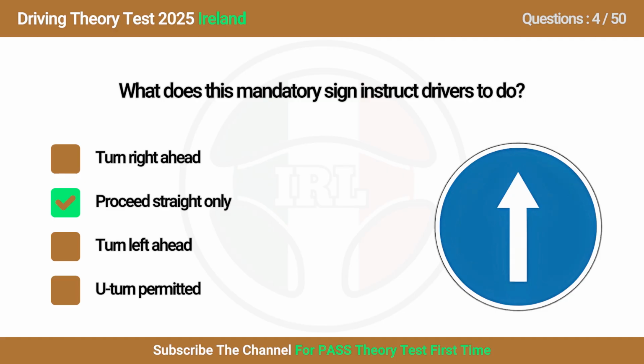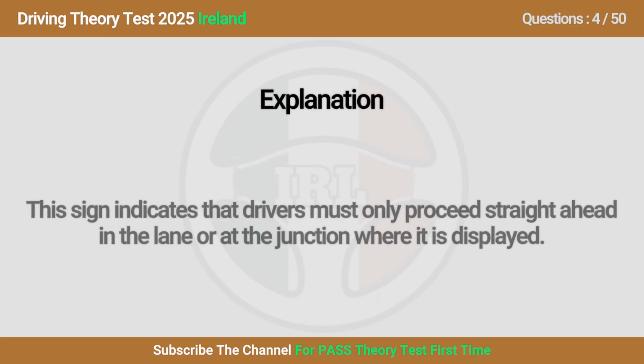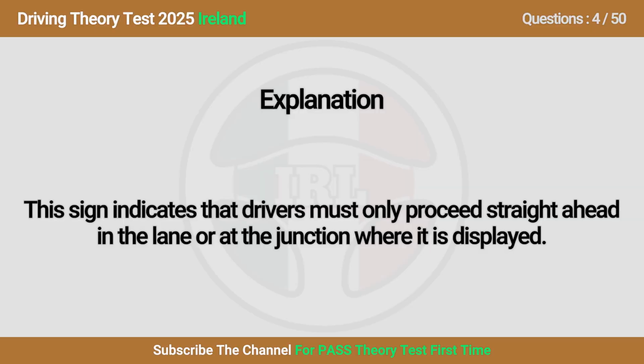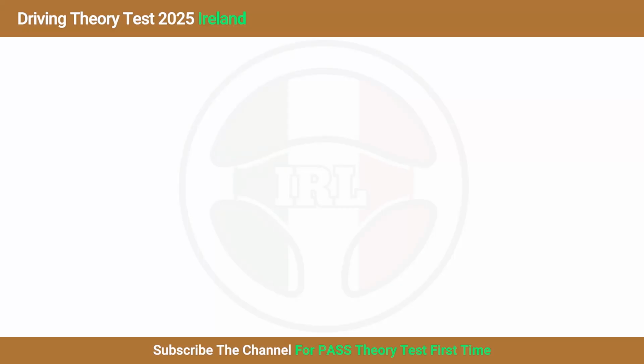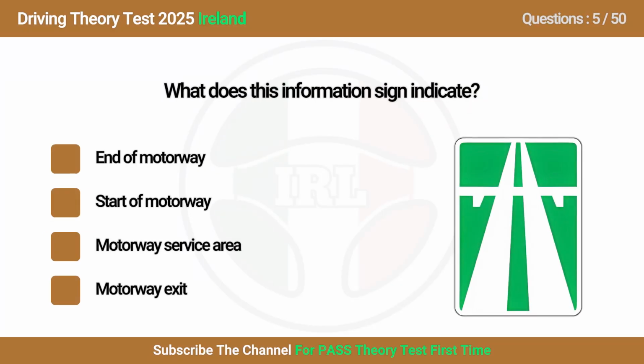Answer is B. Proceed straight only. This sign indicates that drivers must only proceed straight ahead in the lane or at the junction where it is displayed.